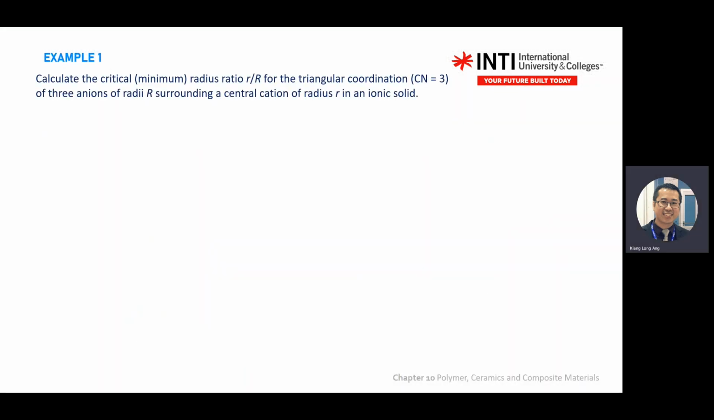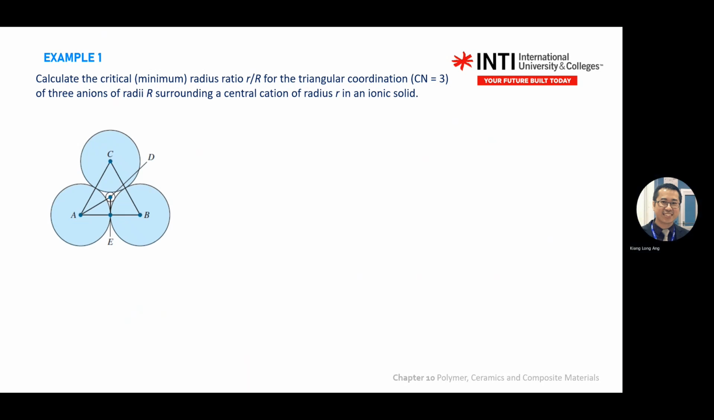Okay, let's look at how we apply the ratio numbers. Calculate the minimum radius ratio for triangular coordinate CN3, of 3 anions or 3 negative of radius R surrounding a central cation of radius r in the ionic solid. Here it did not give you numbers, but it gives you a very simple formula, with small r and big R.